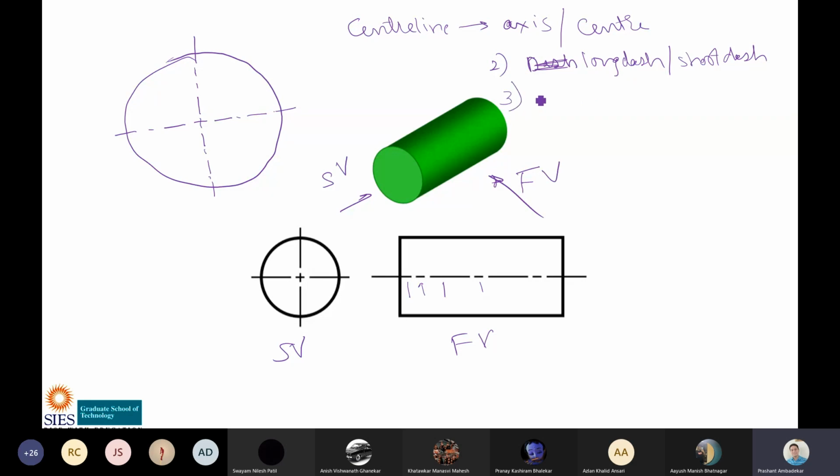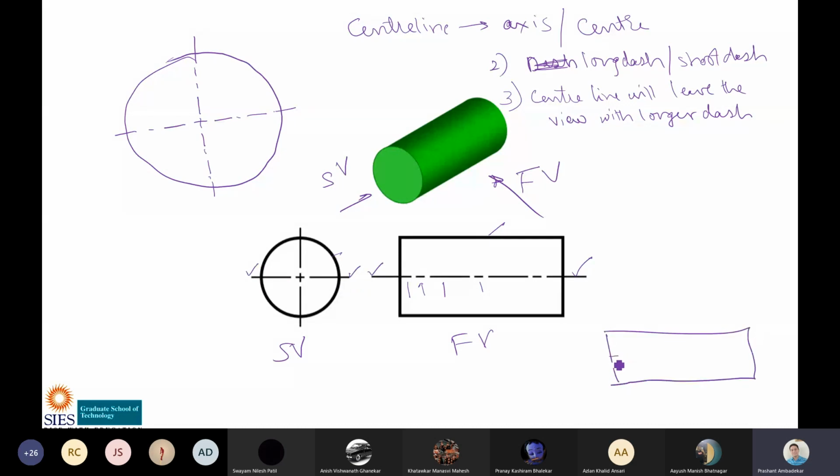Third and very important thing about the center line: it will leave the view. Why am I saying view? Because this is a view, and this is also a view. How will it leave the view? With a longer dash. See, understand here. This is a longer dash, this is a longer dash, this is a longer dash, this is a longer dash. If I draw it like this, this is not correct.